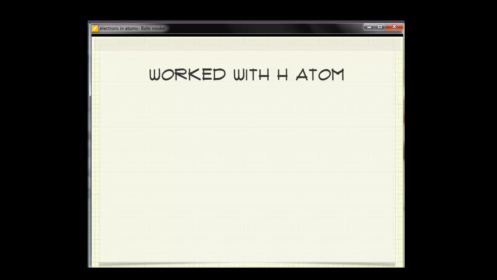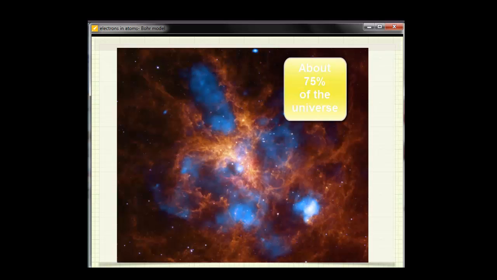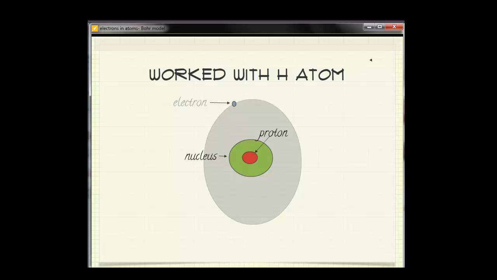Bohr worked with the hydrogen atom. Hydrogen was a common substance, as you well know. Hydrogen is the most common element in the universe. In this beautiful picture of the Tarantula Nebula, hydrogen is the red gas. Bohr worked with the hydrogen atom because it was very simple. It has a single proton in the nucleus. Remember, H1, the first isotope of hydrogen, hydrogen 1, has no neutrons, just a proton in the nucleus. And it has a single electron outside of the nucleus of the atom.